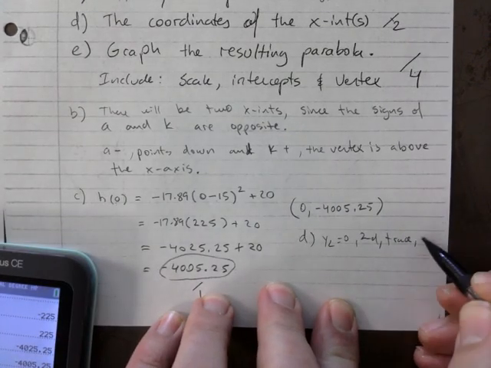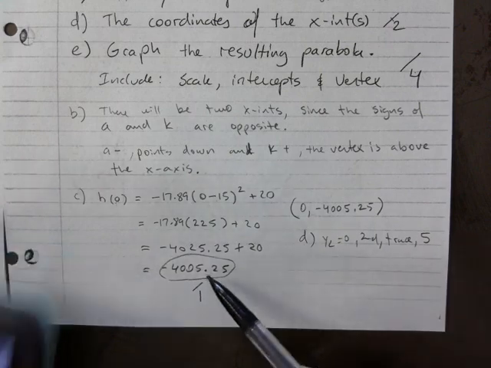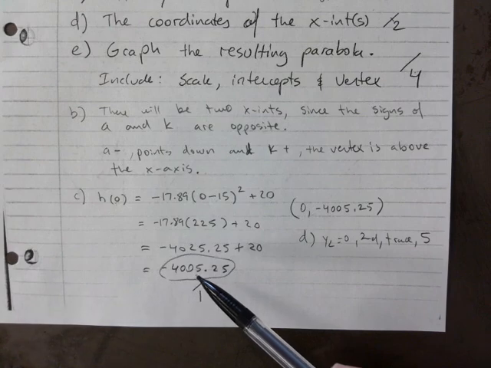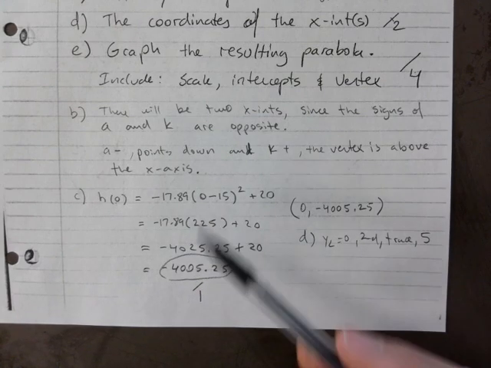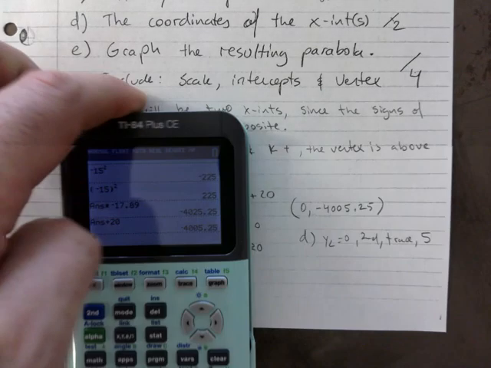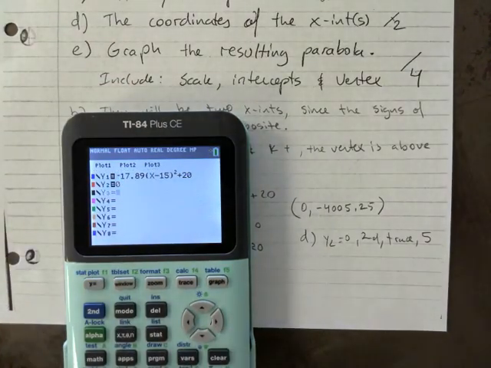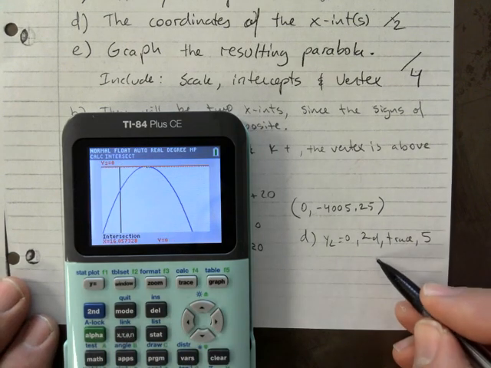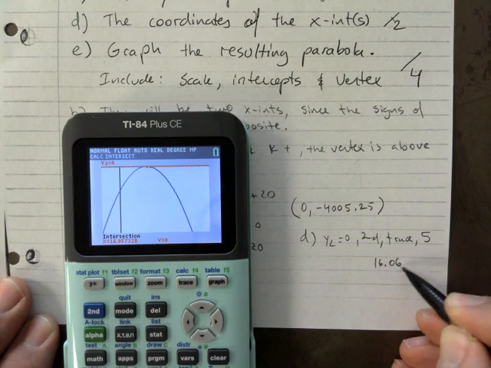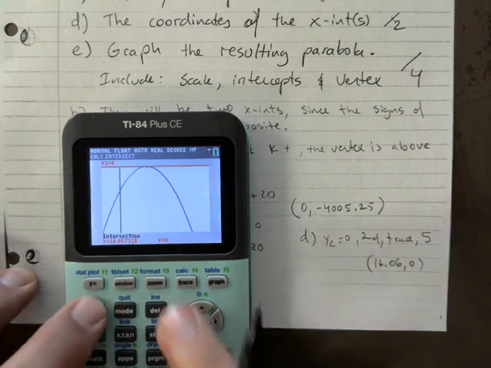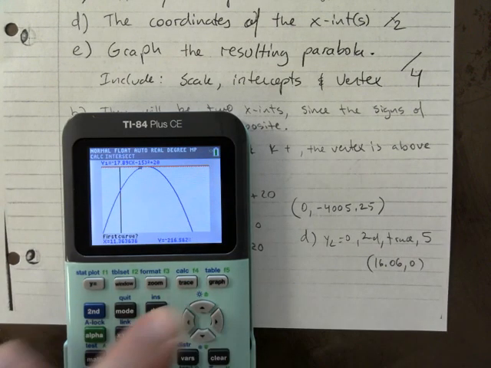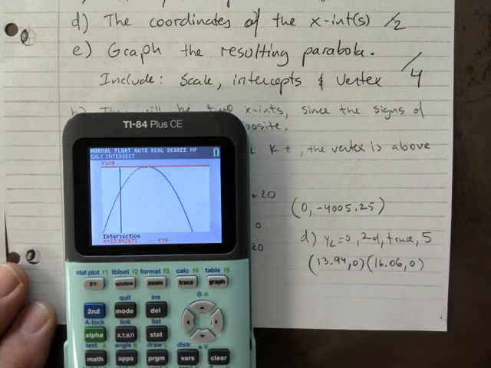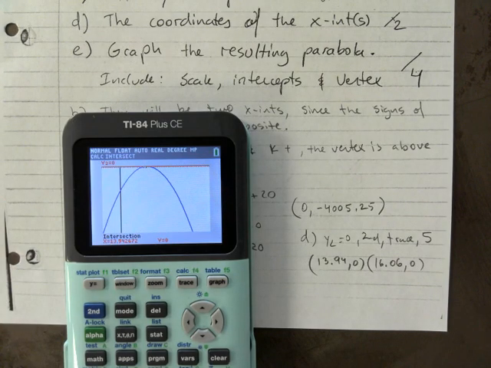y2 is equal to 0, second trace 5. And by the way, I did pick this equation because I didn't want it to be too easy to find the y-intercept, right? I wanted you to do it by hand, right? So y2 is equal to 0. Let's go ahead and try to find that. Second trace 5. One of them is 16.060, and the other one is 13.940. Right? Those are my x-intercepts.